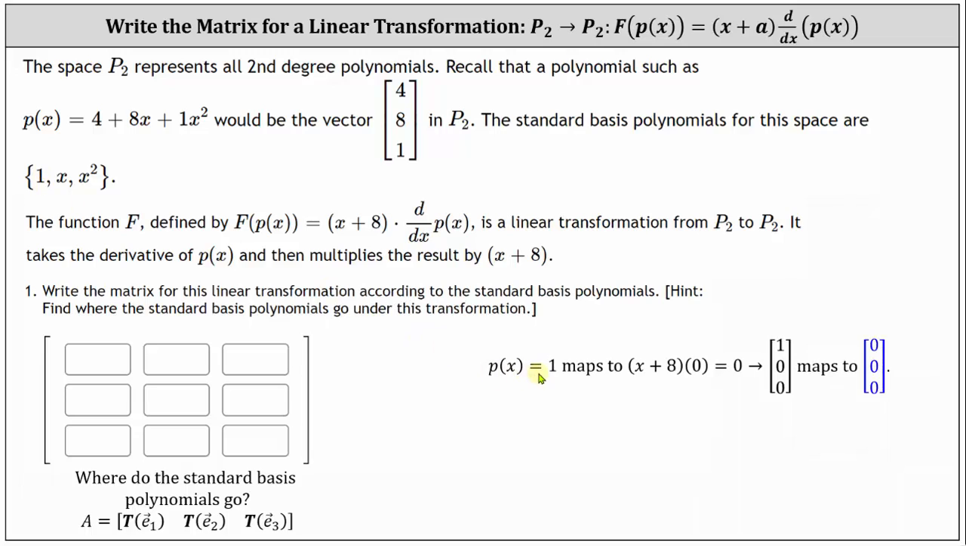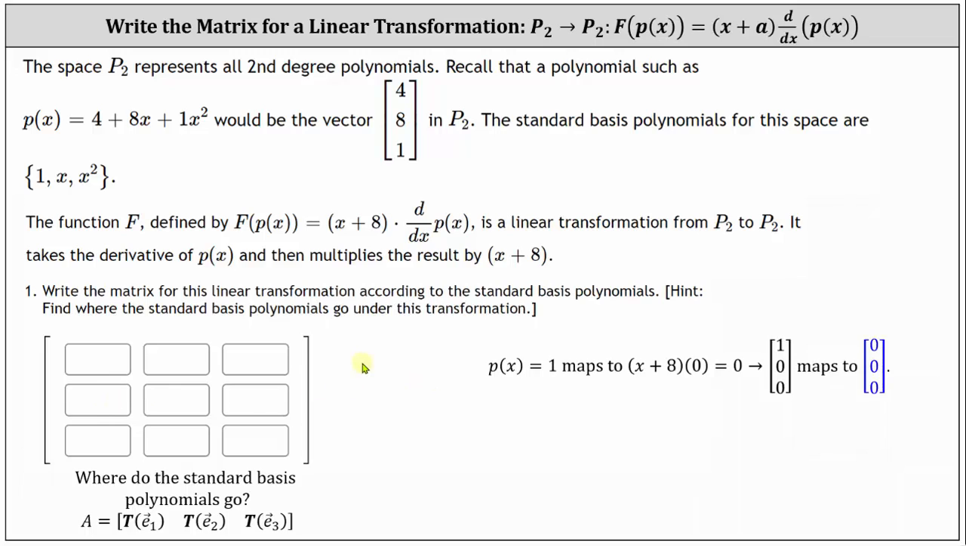And then we determine the quantity x plus 8 times the derivative of 1. Well, the derivative of 1 is equal to 0. The quantity x plus 8 times 0 is 0. Since p of x equals 1 maps to 0, and the vector for 1 is the vector 1, 0, 0, we now know the vector 1, 0, 0, or the vector e1, maps to the 0 vector, which is the vector 0, 0, 0 in R3. This will be the first column of the transformation matrix.